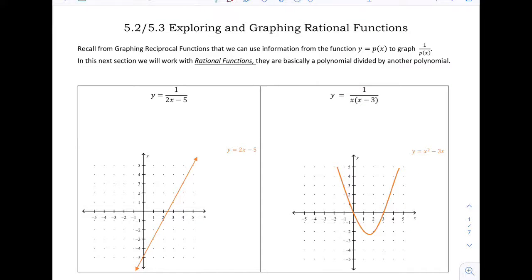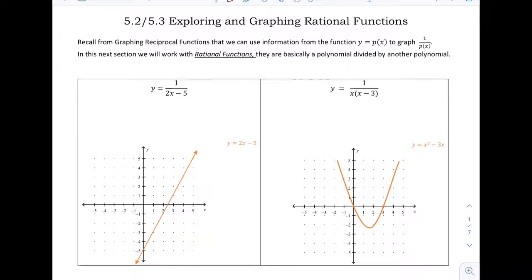Hey everybody, welcome back. We're getting into the bulk of the chapter, which is 5.2 and 5.3. The reason why we did all that reciprocal stuff is that we can introduce you to vertical and horizontal asymptotes. That'll be something that'll be very important in this section here as well. So this is the main part of the chapter.